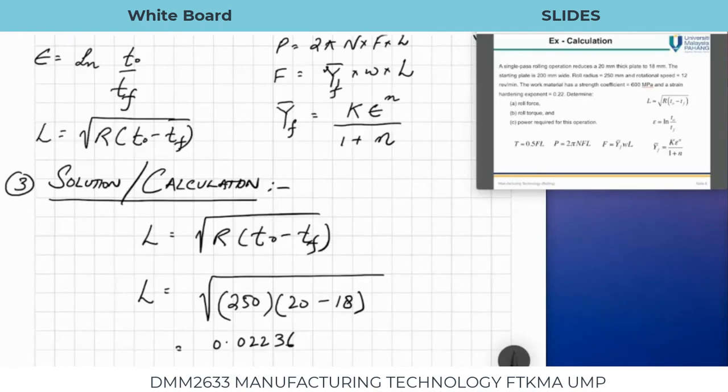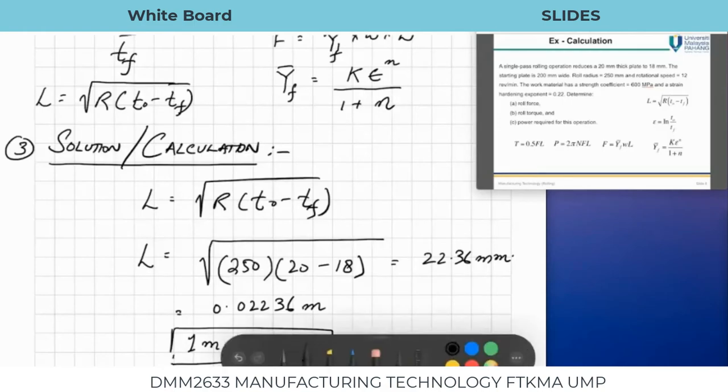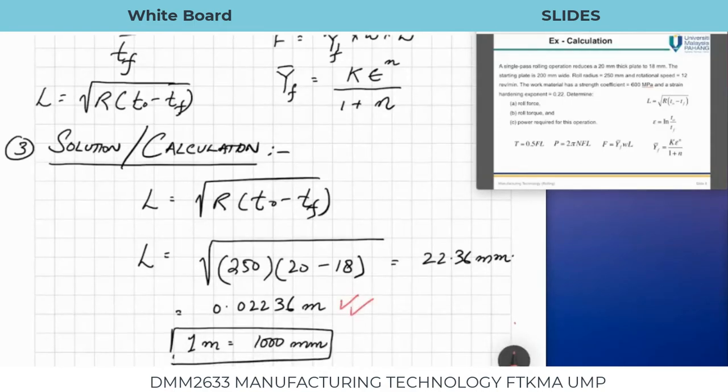0.02236 meter. Initially it was 22.36 millimeter, so I convert millimeter into meter. 1 meter is equal to 1000 millimeter. Anyway, so this is my answer for contact length.